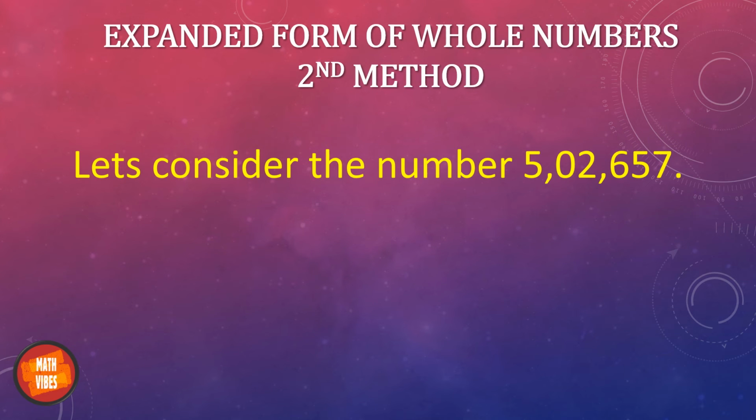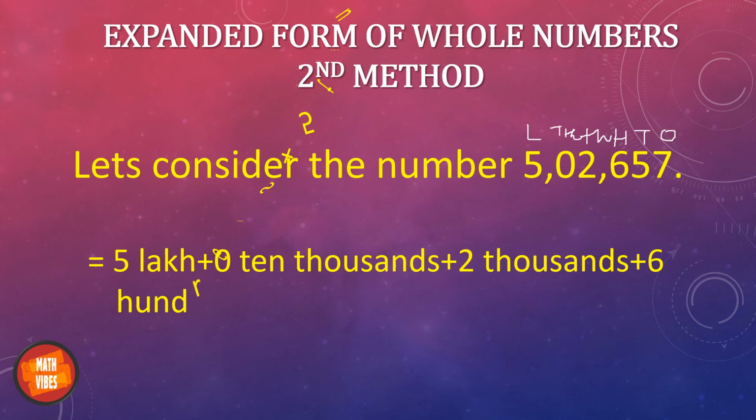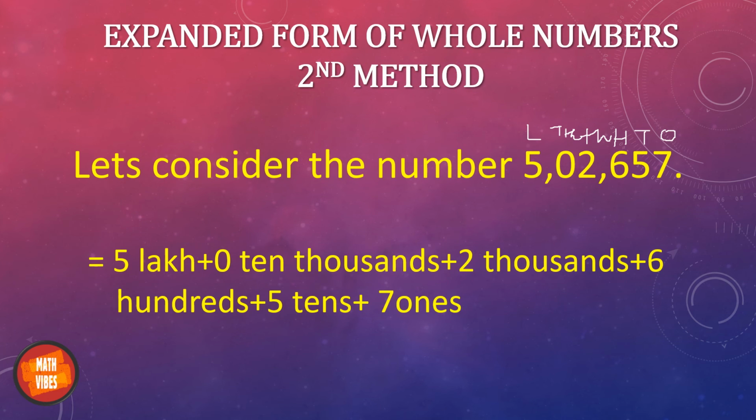Now by the second method, if I want to answer, then the same steps will follow. First of all, you will write the places ones, tens, hundred, thousand, 10,000 and lakh. Okay, so the answer will be 5 lakh plus 0 10,000 plus 2,000s plus 600s plus 5 tens plus 7 ones.